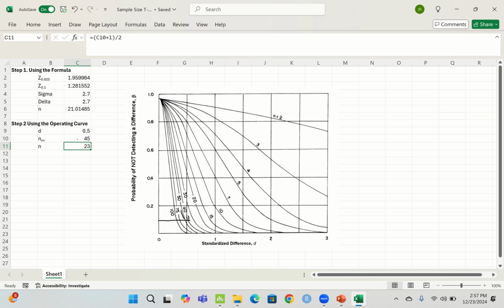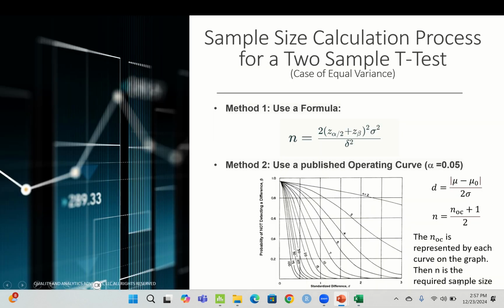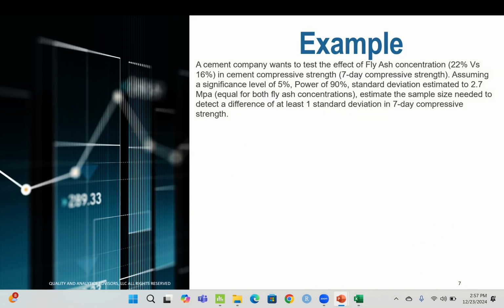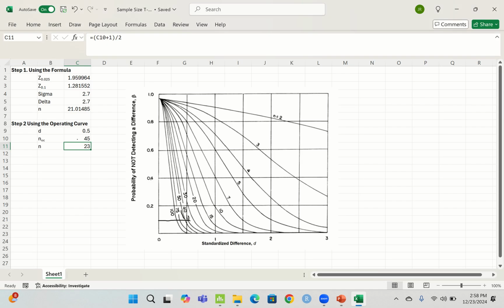So if I go back to the problem statement, you're going to have to collect 23 values of compressive strength using a fly ash concentration of 22% and 23 values of compressive strength using a 16% concentration of fly ash to be able to have this power, or the beta of 10%, at this alpha. Now these are the two methods, very simple.